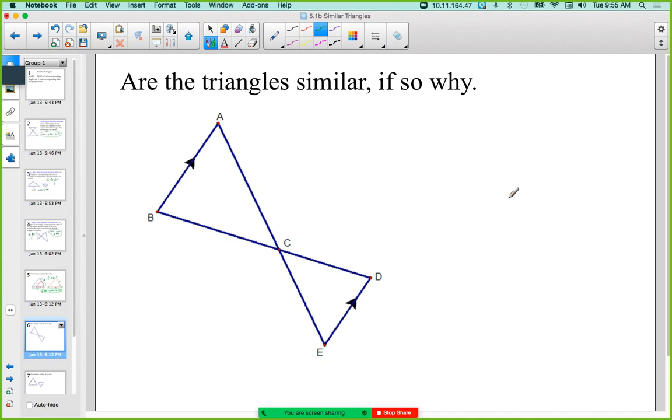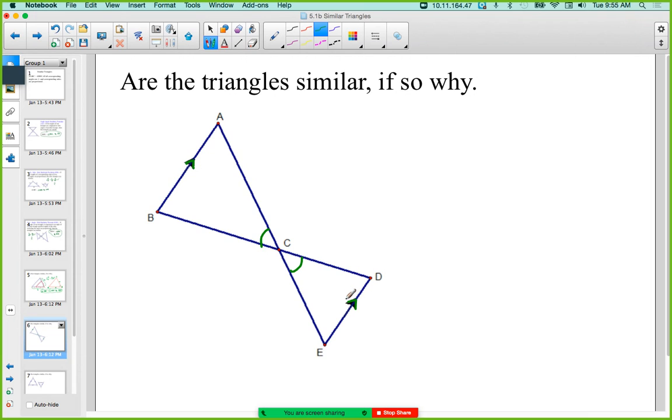Okay, this example, it looks like a pretty blank slate. Like I don't know anything right off the top. But closer review tells me there are some things we can mark on here. The most obvious one is our vertical angle pair. Okay. We also see these arrows, which means we've got parallel lines. BA and ED are parallel.